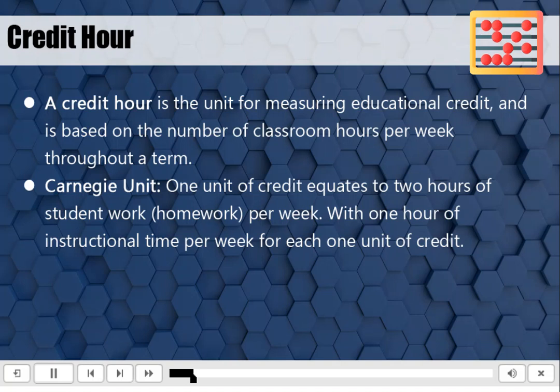And then we have another terminology called a Carnegie unit, and a Carnegie unit also helps us to measure what's happening inside each semester. And so we have 1 unit of credit equating to 2 hours of student homework per week. And then inside that, we also have 1 hour of instructional time per week for each unit of credit. So what this means is that 1 unit of credit equals 3 hours of student work per week for 14 weeks.